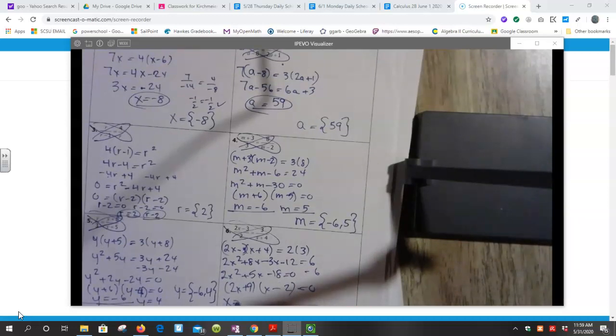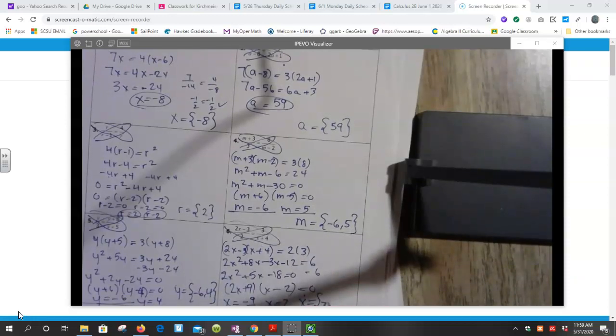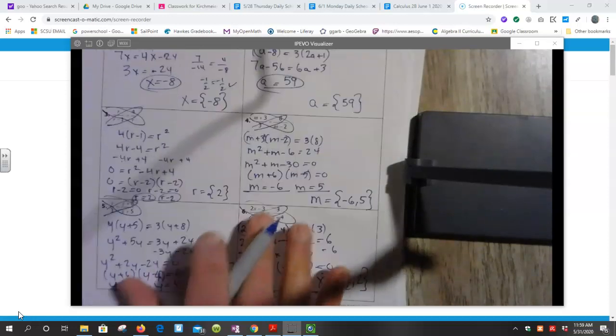So you're going to get x is equal to negative 9 halves, and x is equal to 2, and that does not cause a problem in my denominator. So I have x is equal to negative 9 halves, comma 2. That's our answer to that one. Okay, so pretty smooth sailing so far.